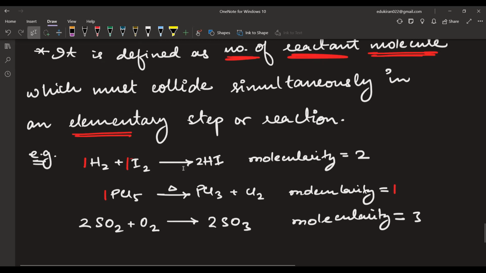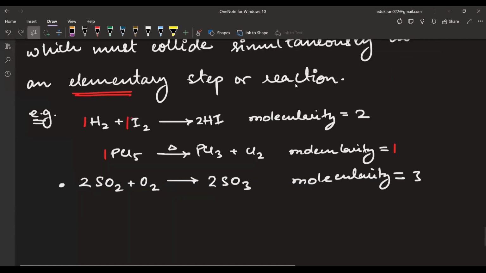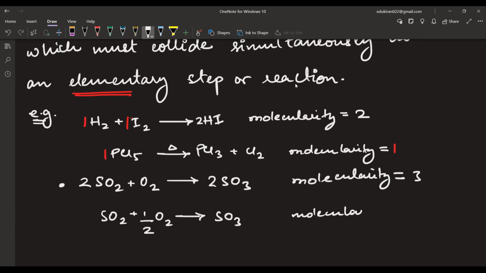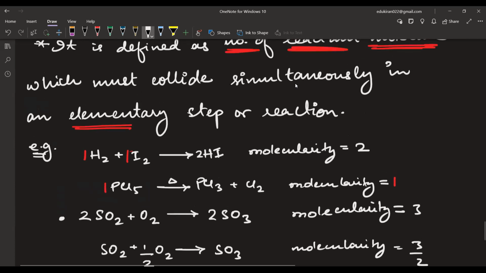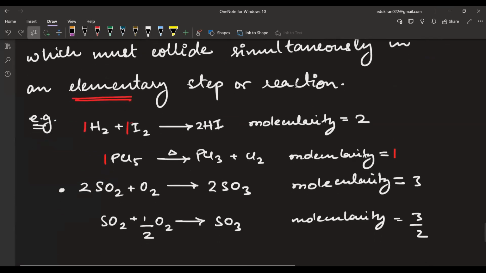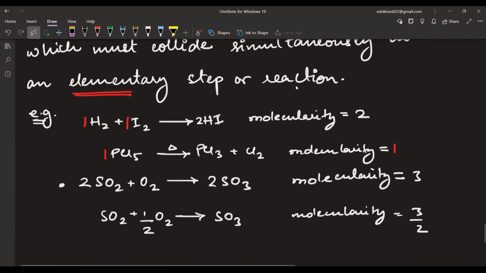If you look at this reaction, I can write this reaction as SO2 plus half O2 is going to give me SO3. Yes or no? Both are same reactions, right? Then is the molecularity here 1 plus 1 by 2, which is 3 by 2? I will say no. Why? Because I'm seeing number of reactant molecules, and it should always be a whole number.